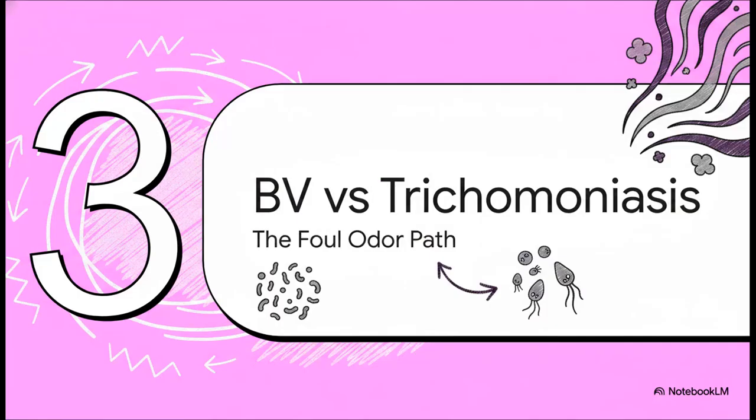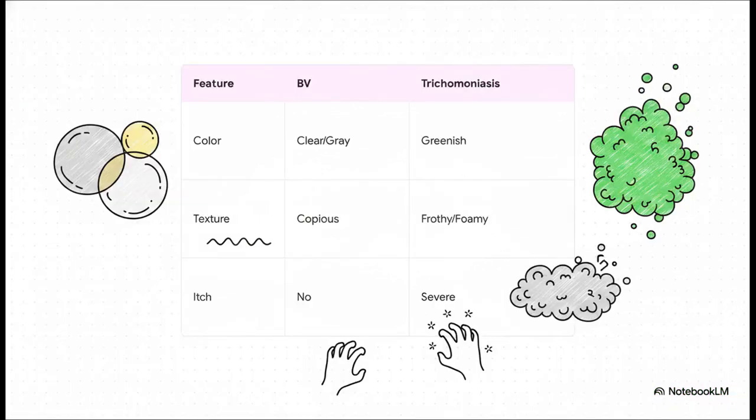Section 3. Differentiating BV and trichomoniasis. Teasing apart the foul odor path. Let's shift focus back to the right side of our diagnostic tree, foul odor. Now, this requires us to distinguish between two trickier culprits. Both present with a bad odor and an elevated pH above 4.5, but look at the nuances in this matrix.